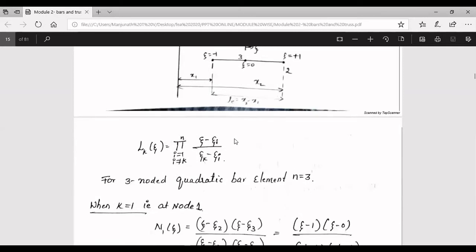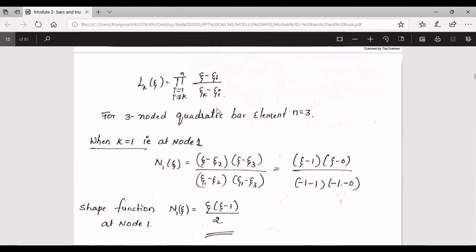Now considering the Lagrange's function Lk of zeta, which is equal to the product over i equal to 1, i not equal to k, of (zeta minus zeta i) divided by (zeta k minus zeta i). This is the equation we are going to use. But this is a three noded quadratic bar element, so that n becomes 3 here.